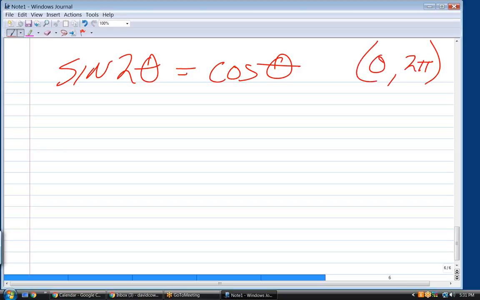This is where, well, not yet, but when we have cosine of 2 theta in the equation, this is where it's very useful to have 3 different identities to choose from. In this problem, we only have sine of 2 theta. So what's the identity for that? What's the identity for the sine of 2 theta?